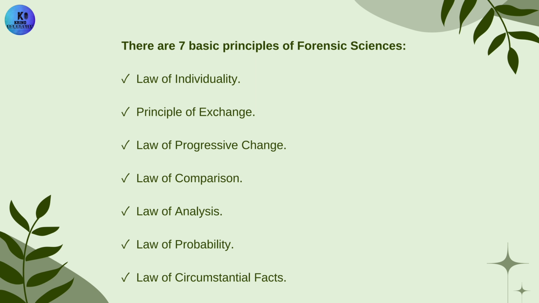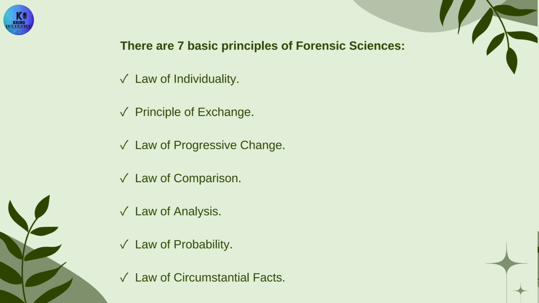From the law of individuality that tells us no two objects are exactly alike, to the principle of exchange that reveals how criminals always leave a trace behind. Each law plays a vital role in turning evidence into answers. In this video, we will break down the seven basic principles, or the laws of forensic science, which help you to understand not just what they are but why they matter. Let's dive in and uncover the science behind solving crimes. Here are the seven fundamental principles. Let's understand one by one.